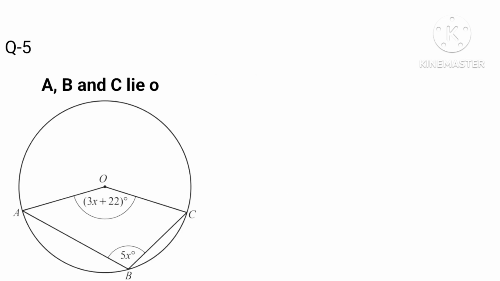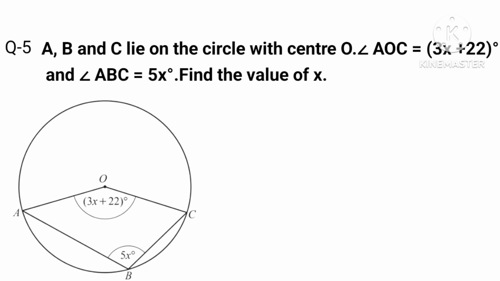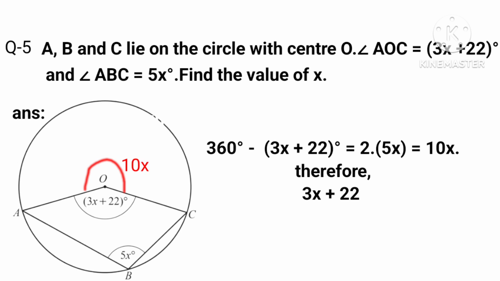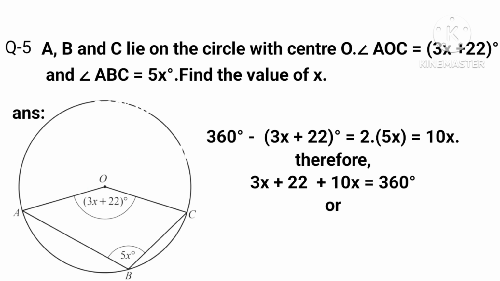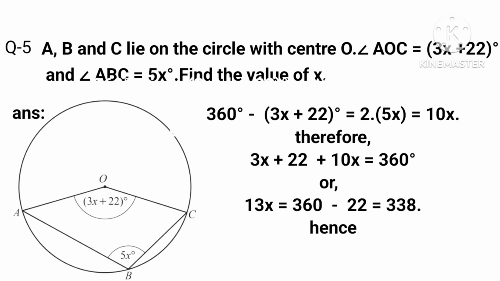A, B and C lie on the circle with center O. Angle AOC equals (3x plus 22) degrees and angle ABC equals 5x degrees. Find the value of x. From the figure, 360 degrees minus (3x plus 22) degrees equals 2 times 5x, equals 10x. Therefore, 3x plus 22 plus 10x equals 360 degrees, or 13x equals 360 minus 22 equals 338. Hence, x equals 26 degrees.